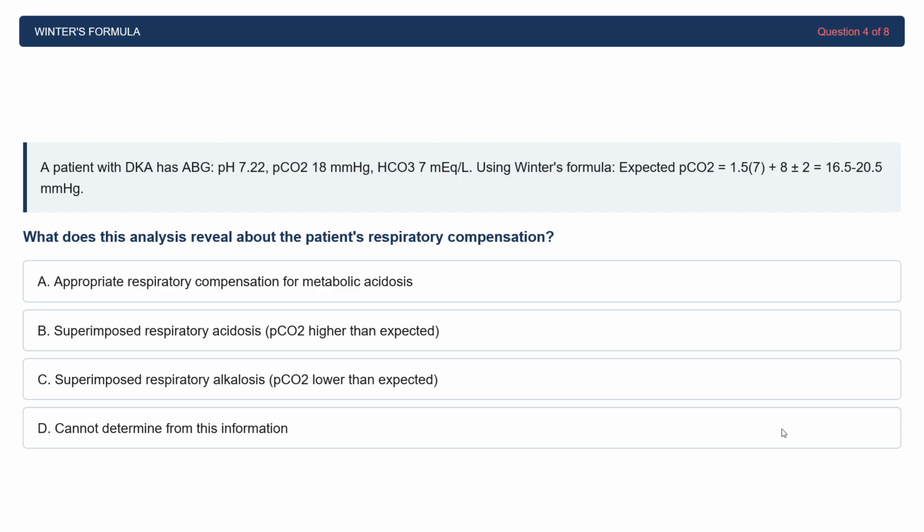A. Appropriate respiratory compensation for metabolic acidosis. B. Superimposed respiratory acidosis, PCO2 higher than expected. C. Superimposed respiratory alkalosis with PCO2 lower than expected. Or D. Cannot determine from this information.